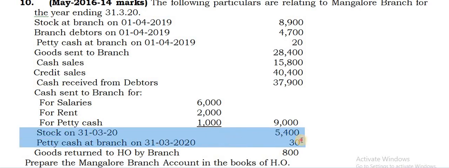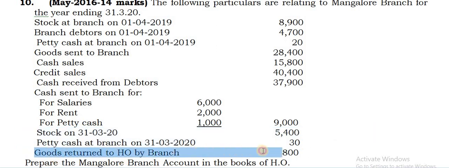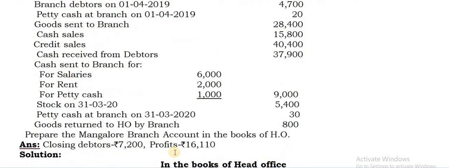Then these two items have balance carried on, closing values of assets. And goods returned to the head office by the branch, this also you write on credit side. This is the returns by the branch to the head office. Hope a simple problem you can come to. Answer is given already. You can cross check that and you try to complete. Well, the rest we shall see in the next class. Thank you.